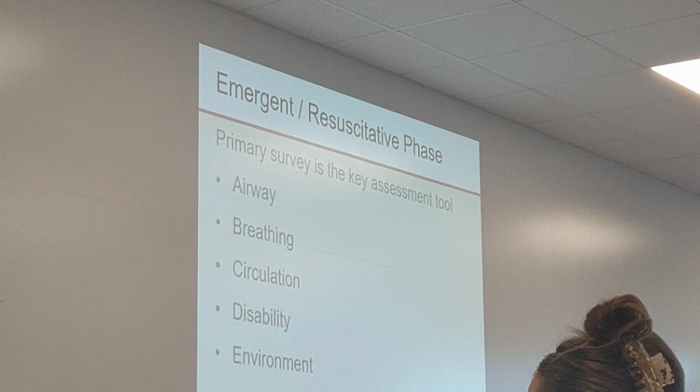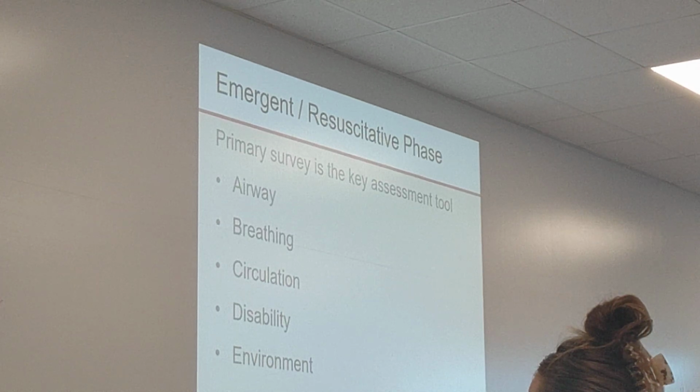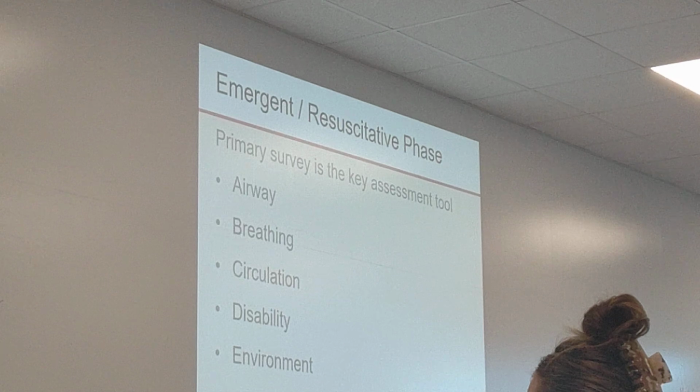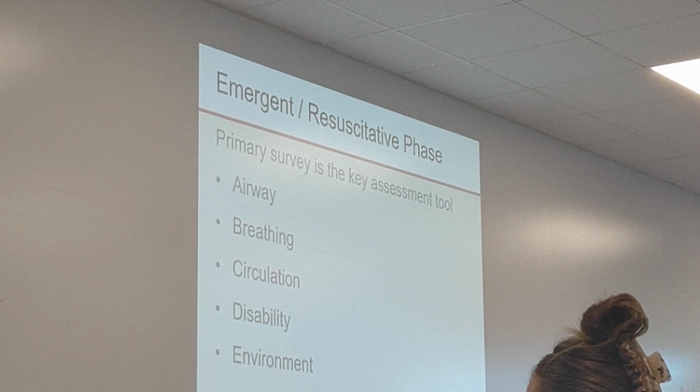So these are the main things that we're looking at. Airway, breathing, circulation, ABCs, we always look at those first, right? Then disability, do they have anything that could hinder them later on? Do they already have some kind of history? Do they have a disability?